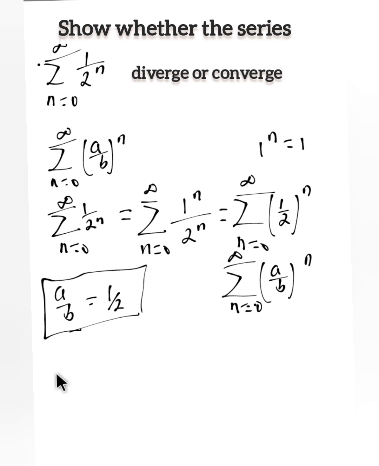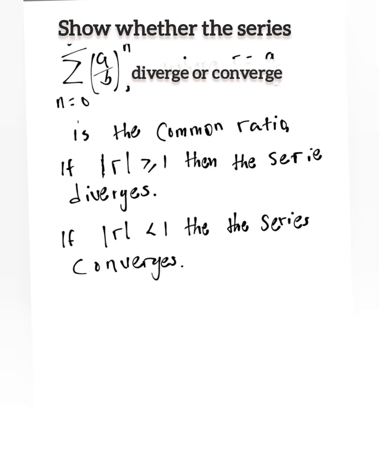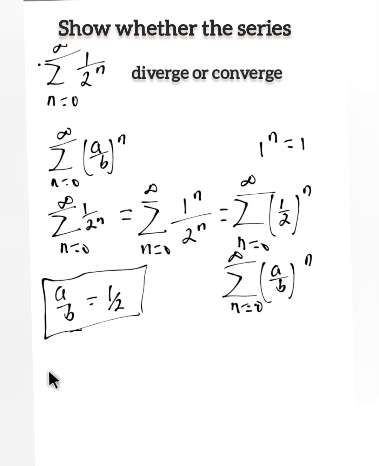Now remember that from the definition of the geometric series test, r is equal to a over b. That is the common ratio. The common ratio is a over b, which is r. So r is equal to a over b, which is equal to 1 over 2, the common ratio. And 1 over 2 is equal to 0.5.